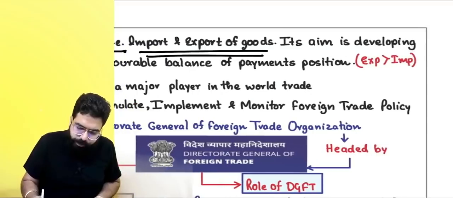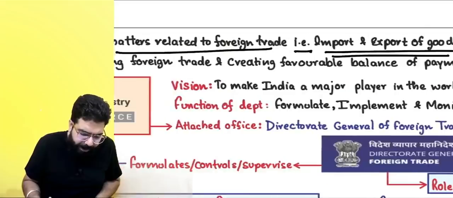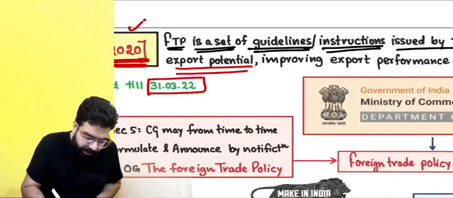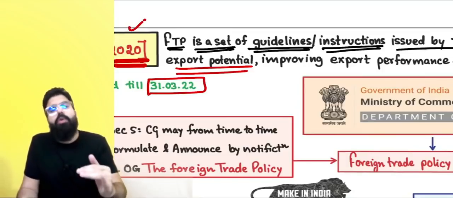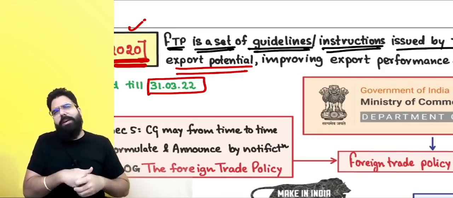Next, its aim is developing export potential. The main aim of the foreign trade policy is also to look at export potential. Can you tell me one thing?